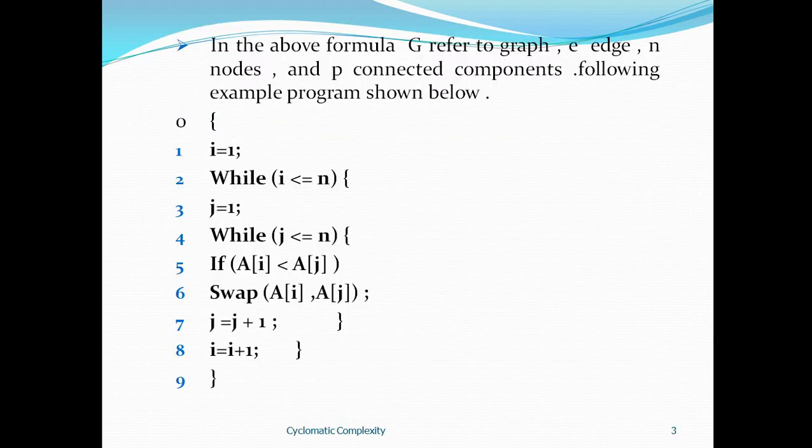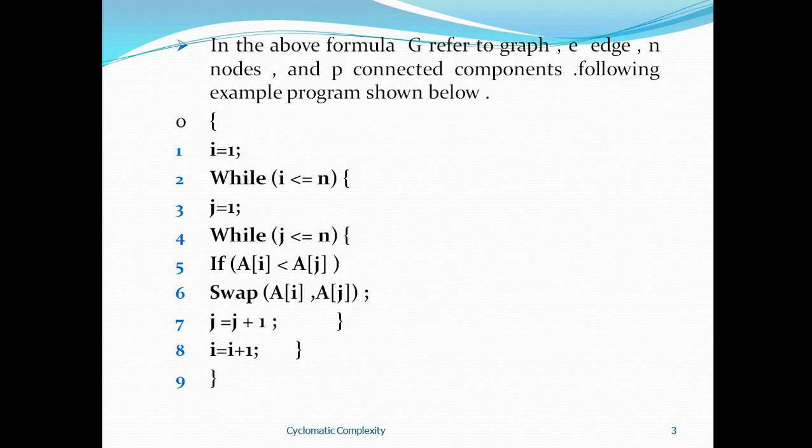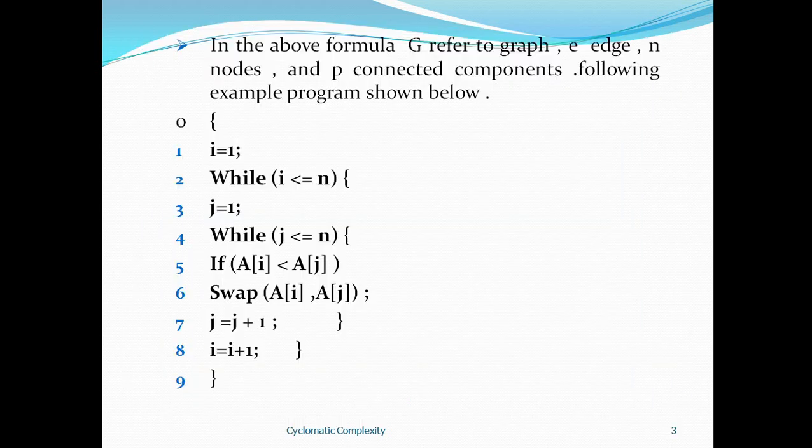And we go to the next node. We find the next node. If A of i is less than or equal to A of j, swap A of i, A of j, j equal to j plus 1. So the next node starts from the fifth line. Am I right? It starts with the fifth line: if A of i is less than or equal to A of j. Right? Next one, swap A of i, A of j.